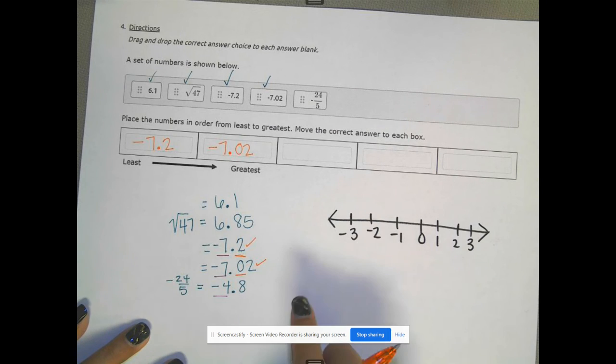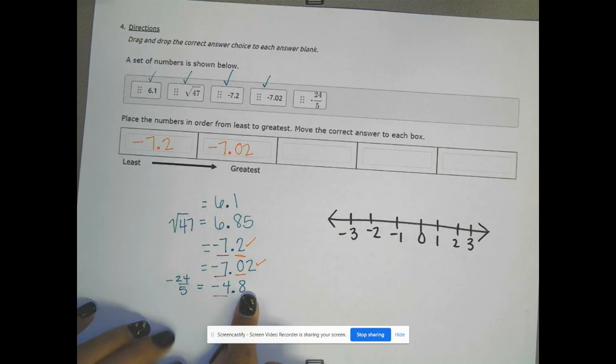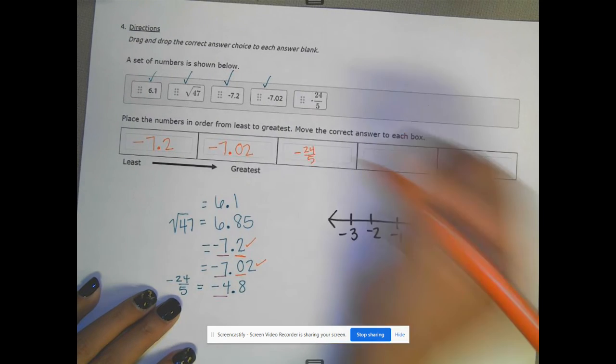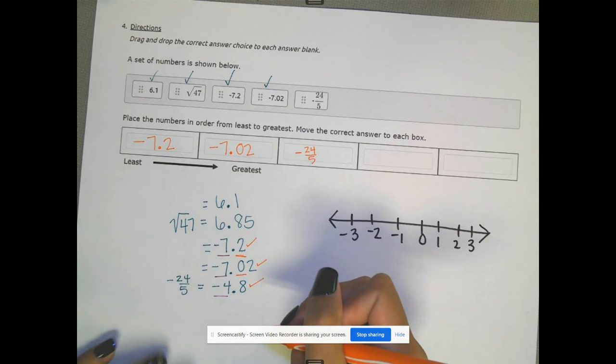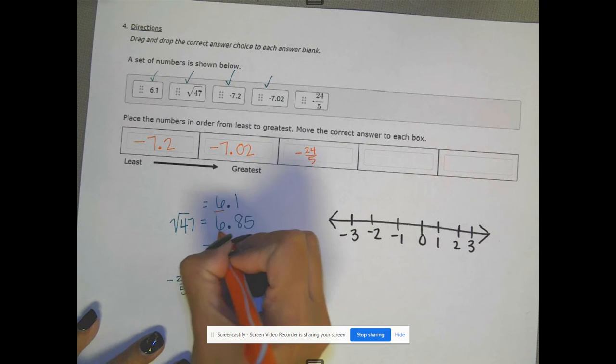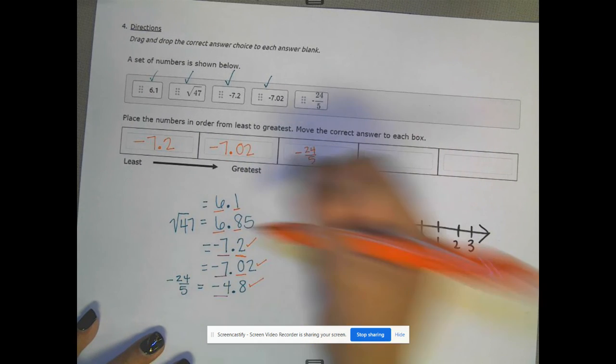And I still have one more negative that I'm dealing with, and that's my negative 4.8, which is actually the negative 24/5. So now I'm looking at my last two, and I have 6s in my ones place, so I move on to the tenths place, and I have 1 and I have 8.